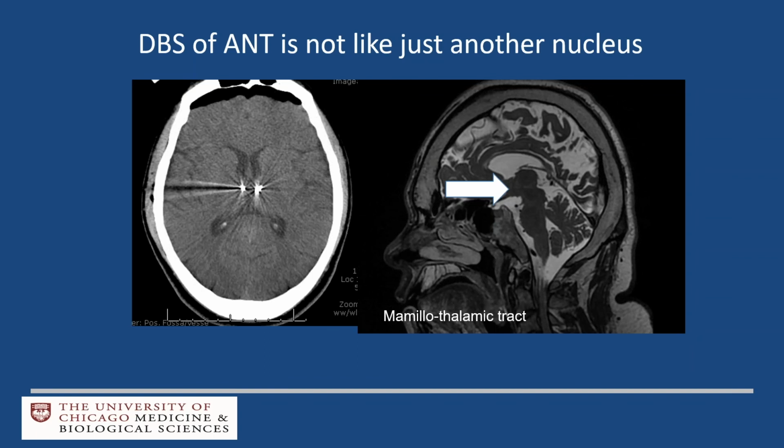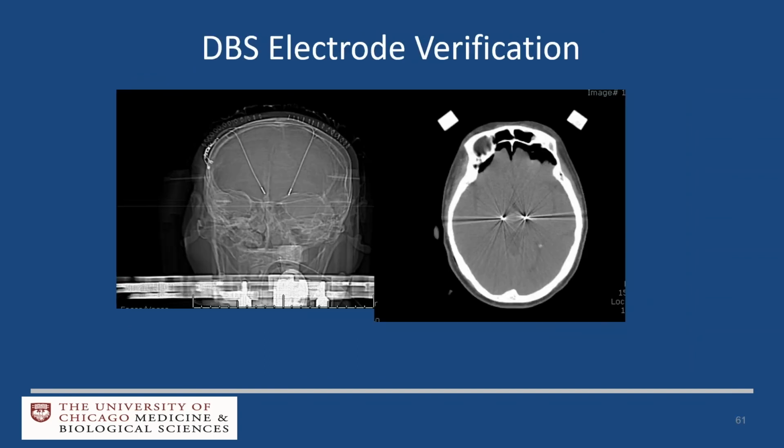And that is critical because if you're too deep, you will hit the mammillothalamic tract and the patient will have significant side effects. If you're too lateral or too medial, you will not have a good effect on the epilepsy. So here it is critical that you can prove, before you leave the OR and fix the electrode, that you are in the right position. The same, of course, pertains to classic movement disorder surgery.